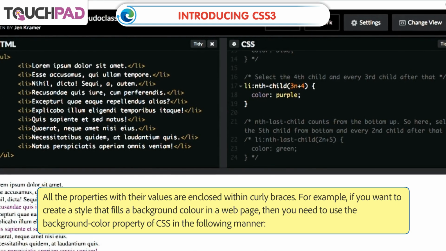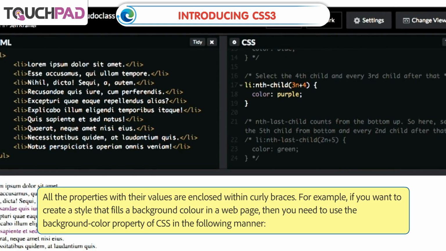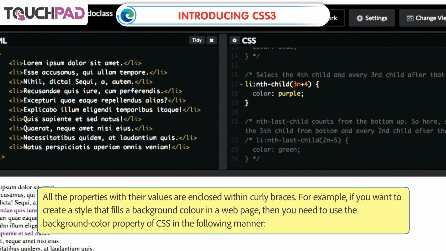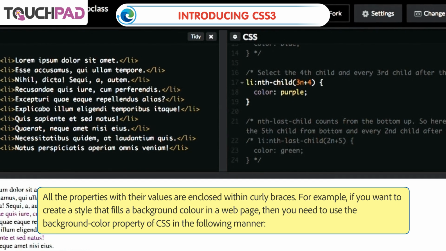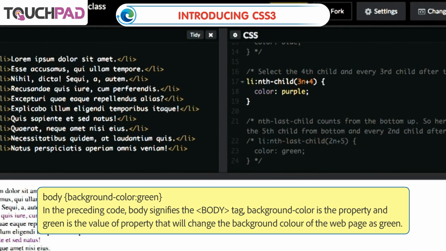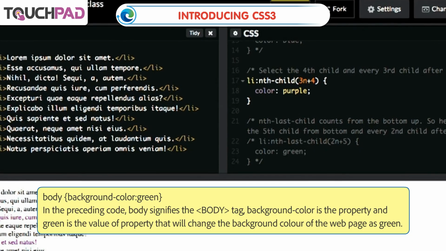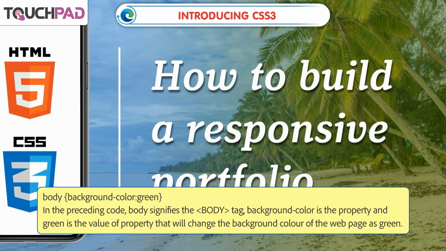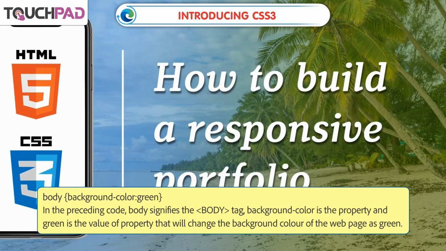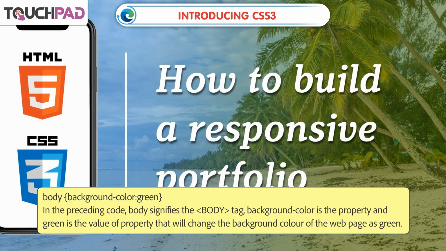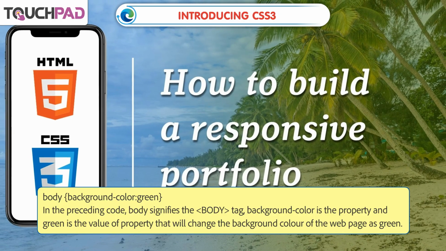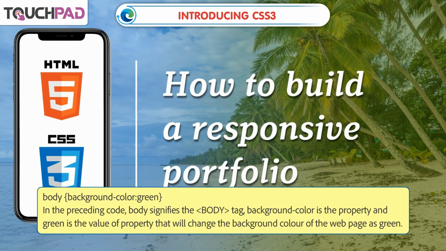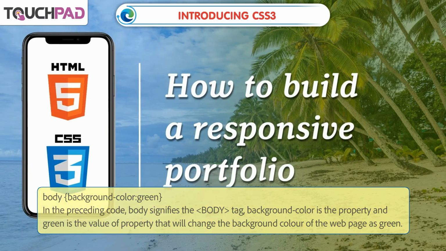For example, if you want to create a style that fills a background color in a web page, then you need to use the background-color property of CSS in the following manner: body { background-color: green; }. In the preceding code, body signifies the body tag, background-color is the property, and green is the value of property that will change the background color of the web page as green.